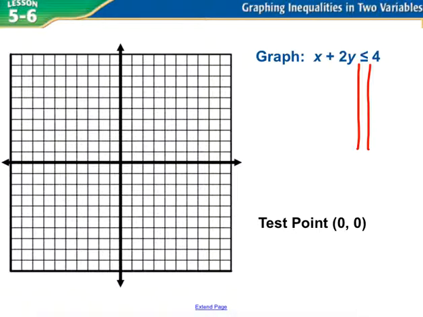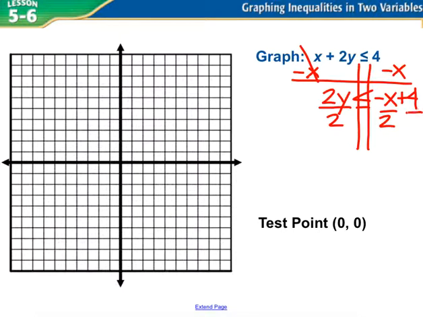All right, so check it out. If I want to get y by itself, I need to get rid of that x variable, move it to the other side. I can get rid of a positive x by subtracting x. Drop down 2y is less than or equal to negative x plus 4. Then to get y by itself, I'm going to divide by 2.